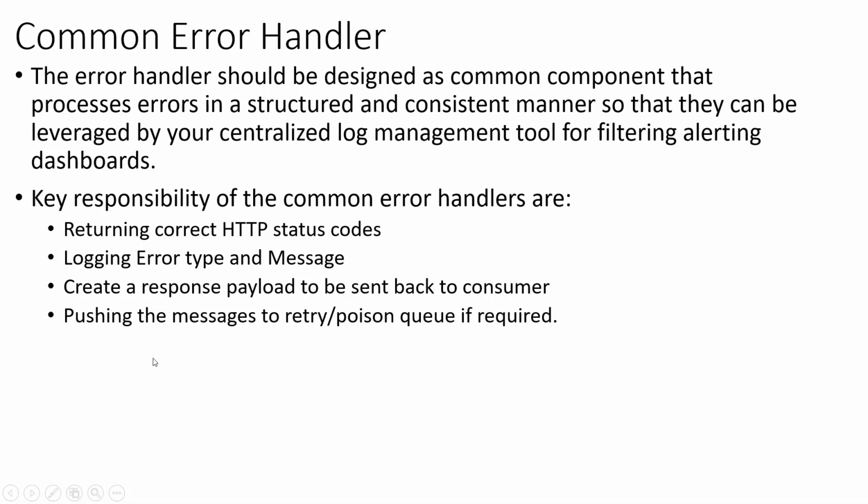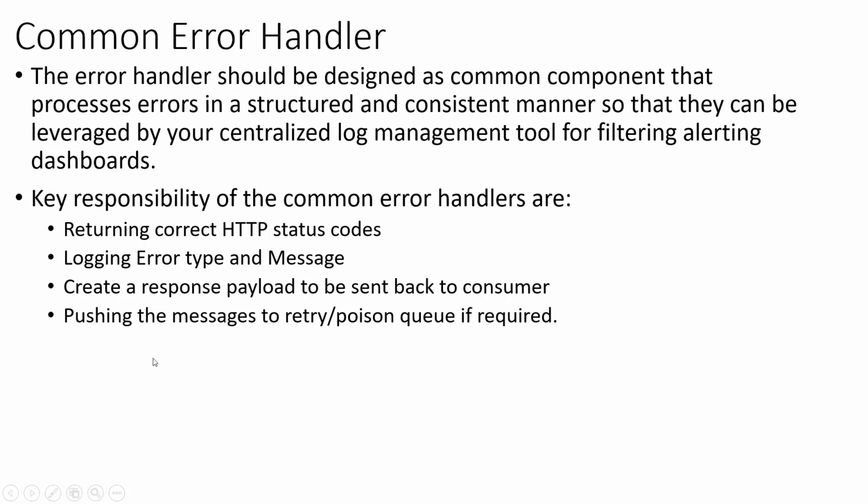If you get 401 from the third party API that your API calls and you send the same back to the client, that doesn't make sense. That has to be wrapped under 500. Logging error type and message: obviously, you have to log the correct error type and message, which would help you in searching the error quickly when you are using third-party log aggregators like Splunk.